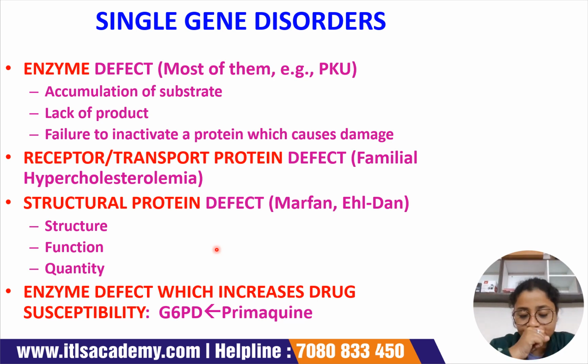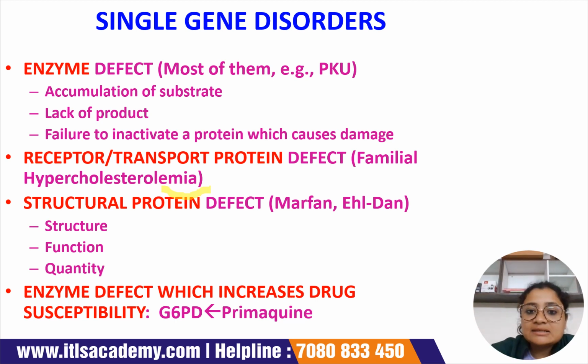We all know, and amia, any particular term which is ending with the word amia, it means increased level in the blood, or accumulation in the blood. So hyper means increased. So increased accumulation of cholesterol in the blood is what is meant by hypercholesterolemia. And familial means something which is passing on throughout the family.